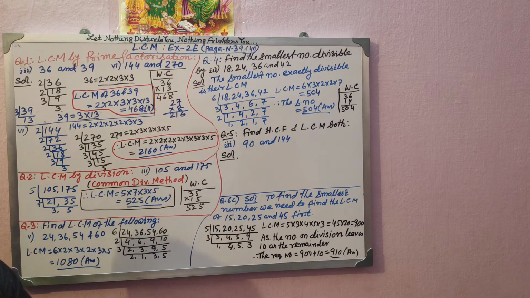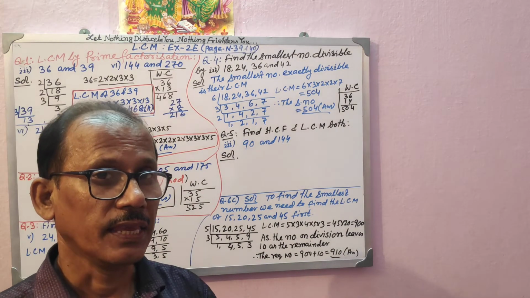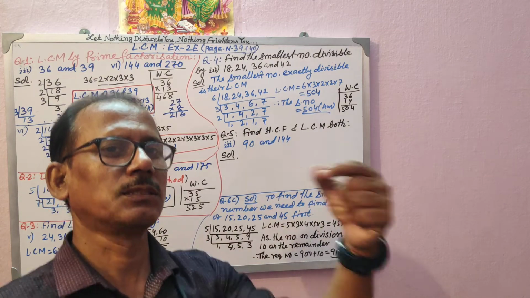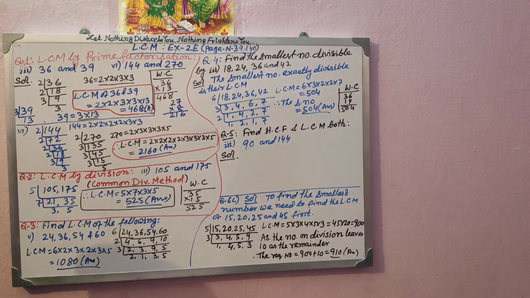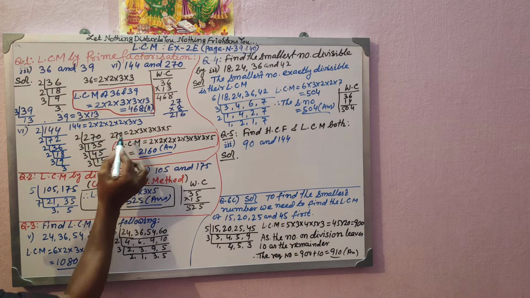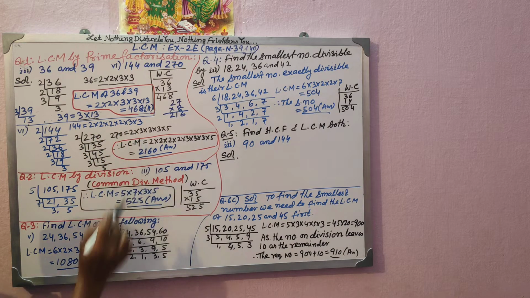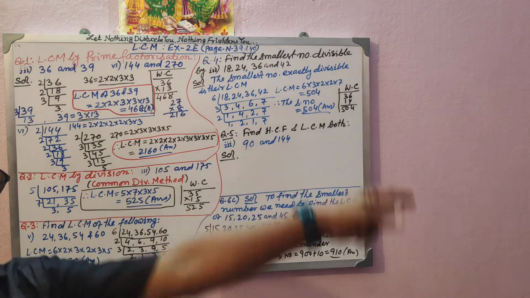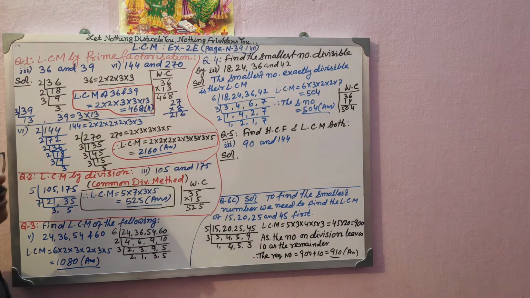You write that down. Now LCM, what do you need to do? Each type of prime factor, the maximum number of times it is repeated, that many times you pick that prime factor. So LCM will be, see, 2 in 144 is 4 times, 2 in 270 only 1 time. So which one will be picked? That 4 times, 2 will be picked for LCM.